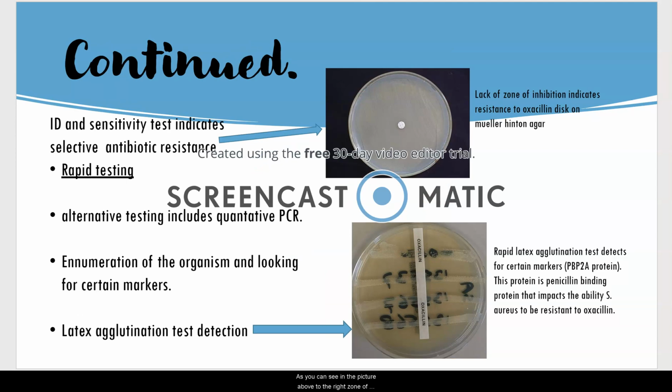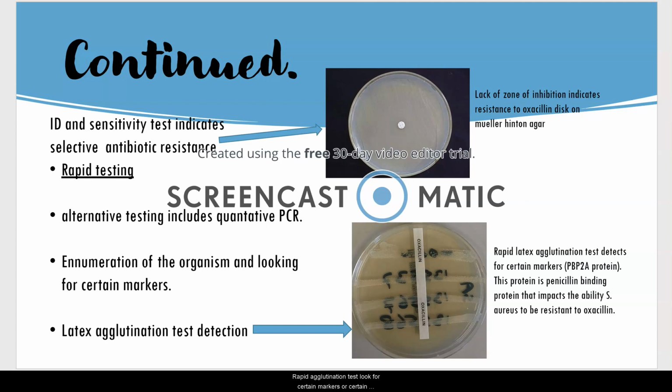As you can see in the picture above to the right, the zone of inhibition shows resistance to the oxacillin disc on the Mueller-Hinton agar. However, this method of testing takes critical time that could be used to treat the patient. Therefore, there are alternative methods of testing, such as rapid testing by using quantitative PCR. Polymerase chain reaction tests detect MRSA through nucleic acid amplification through certain markers.